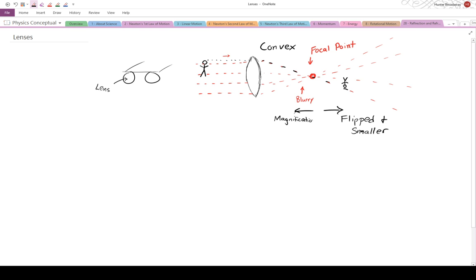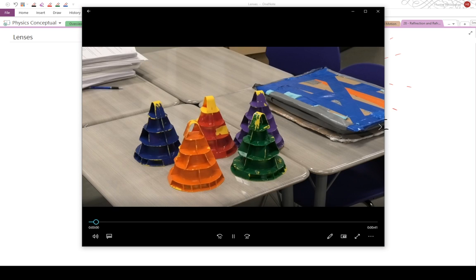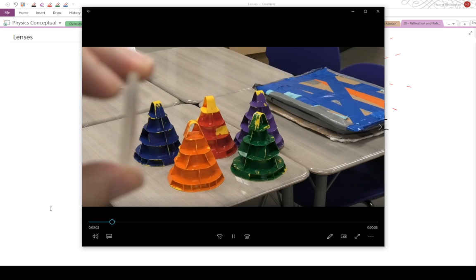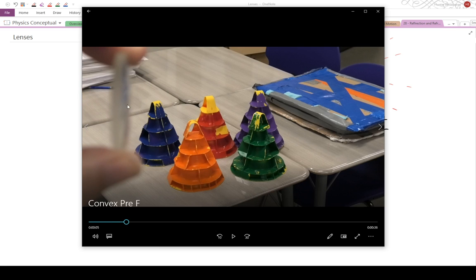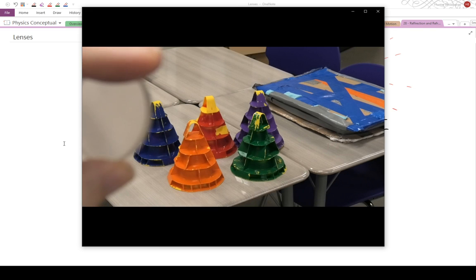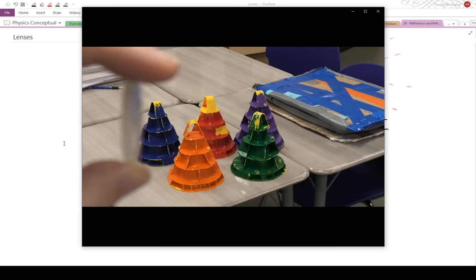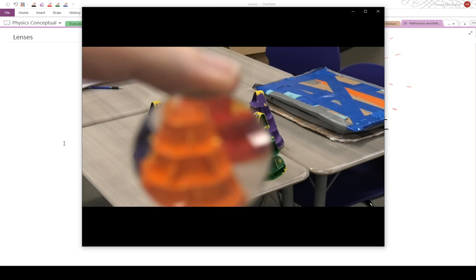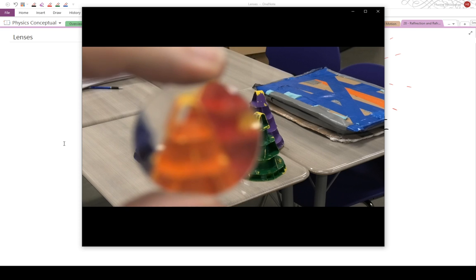Magnification. Let me see if I can show you an example of that. I think I have one that is convex, and it's before the focal point. Let's see what we've got here. It's hard to see because it's fuzzy, but this is actually a convex lens. If you flip it over to the side, you can see that the cones look a lot larger, and I'm having a lot of trouble getting it to go into focus. Notice it's a little bit blurry, but it is larger.